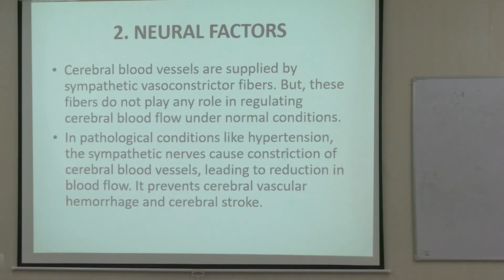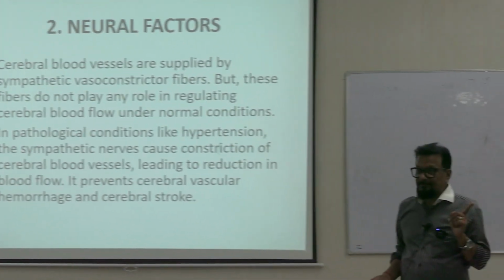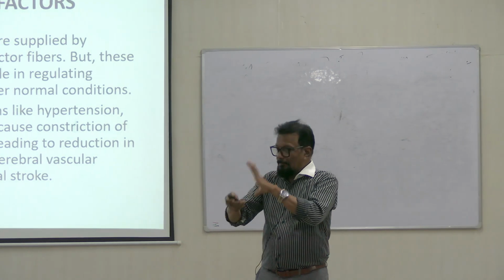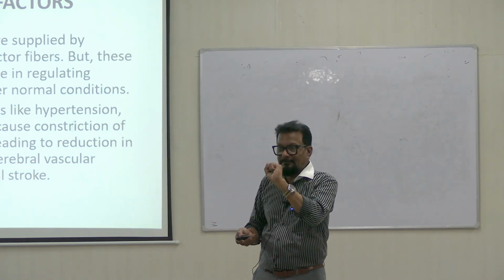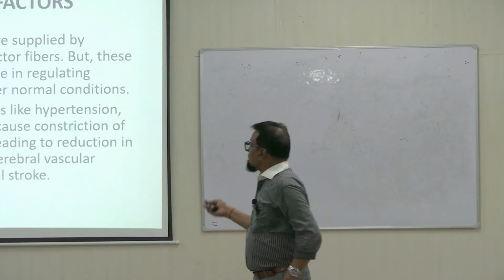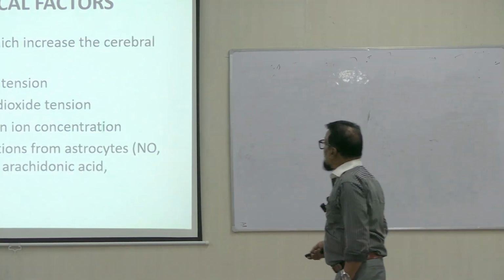Viscosity already said. Neural factor: blood vessels are supplied with sympathetic nerve fibers. So when sympathetic nerve is stimulated, the blood vessels will be contracted, and the pressure will be rising. So that way it can affect the cerebral blood flow.